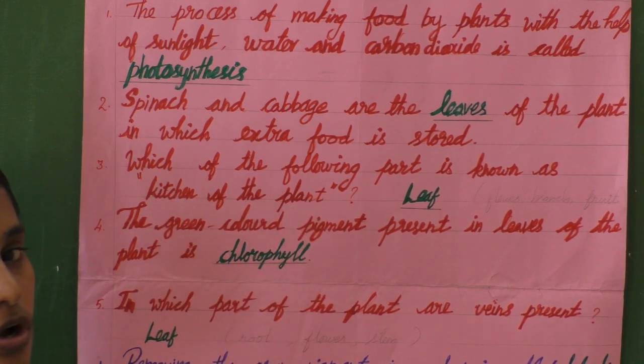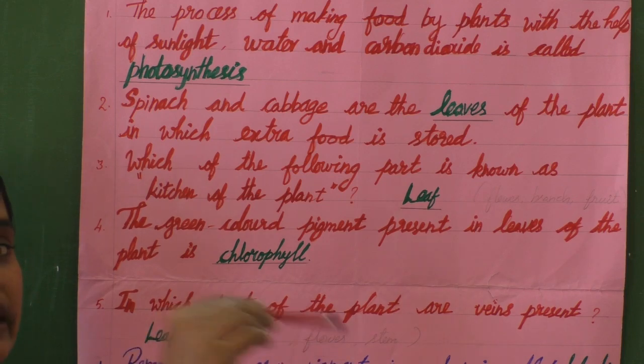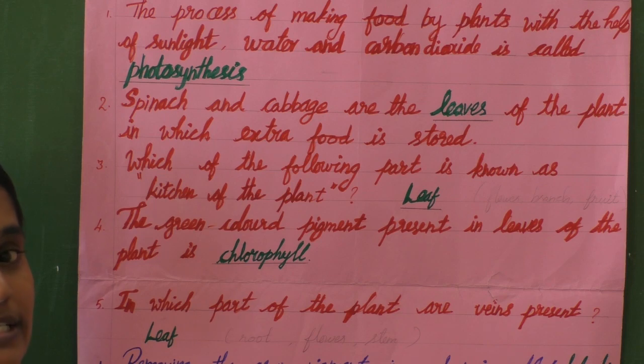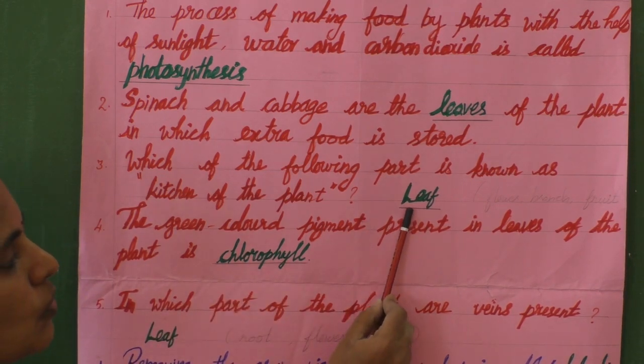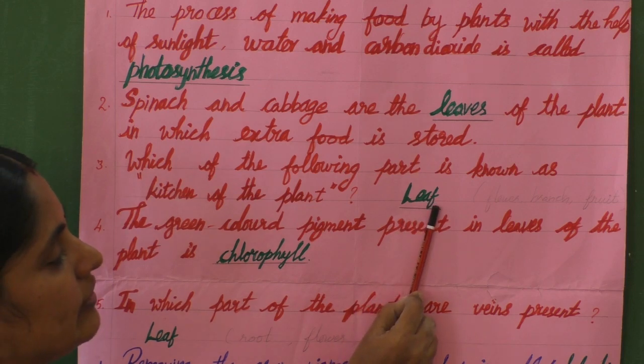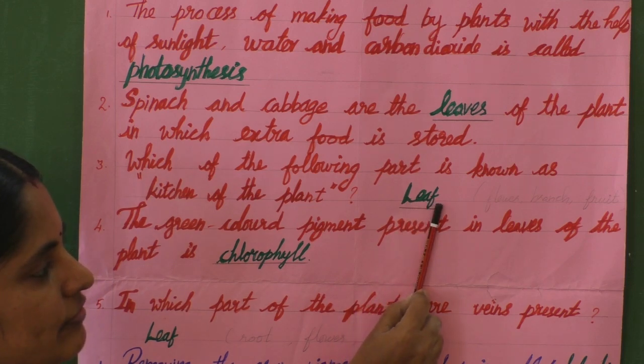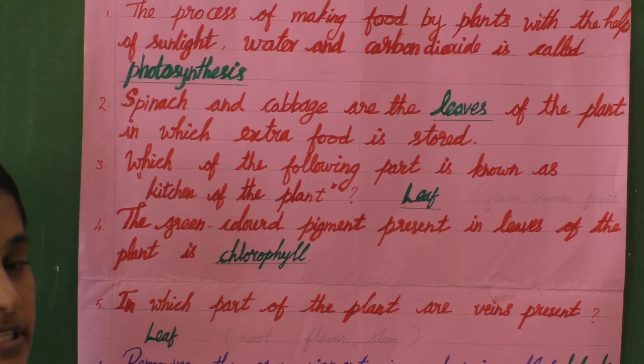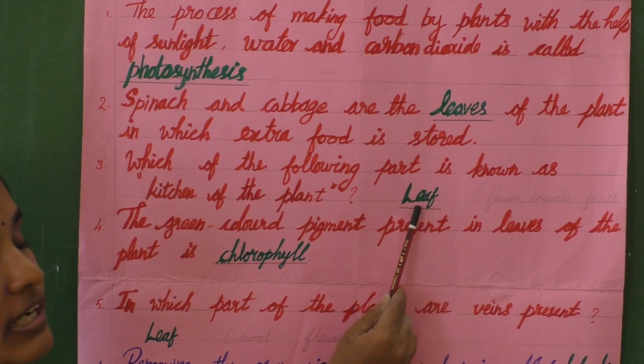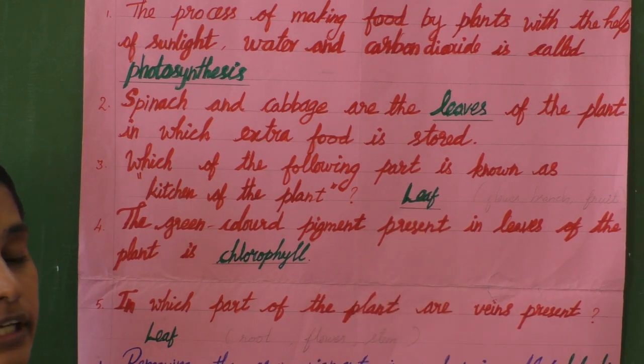Then third question, which of the following parts is known as the kitchen of the plant? Where we are preparing food, that area in our home we call the kitchen. Here in our plants also the food is prepared in the leaf, so we call the leaf part of the plant the kitchen of the plant. So what answer can we write? Leaf, L-E-A-F. They have given options like flower, branch, fruit, but you have to choose the option leaf, put a tick mark in the box and write the answer leaf.